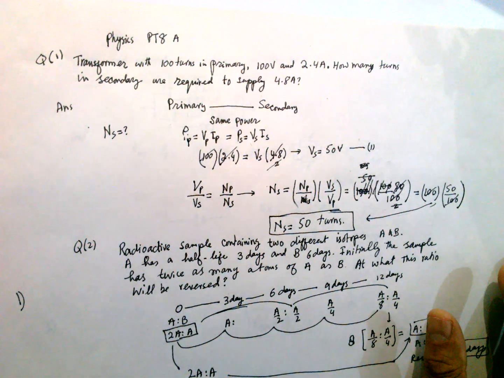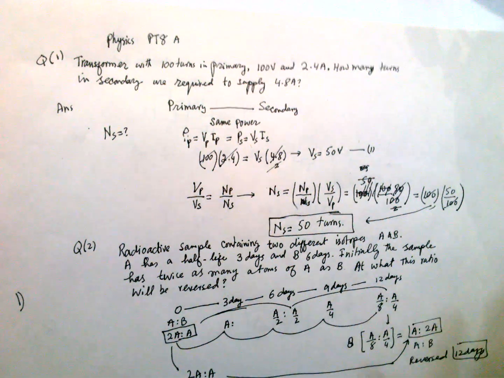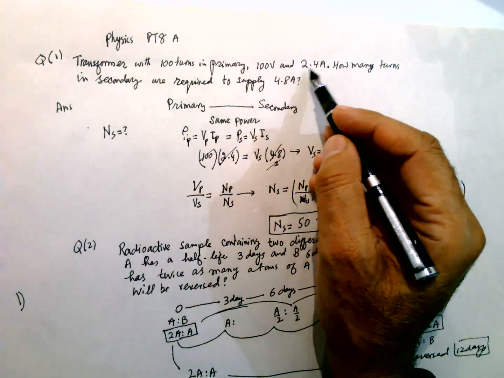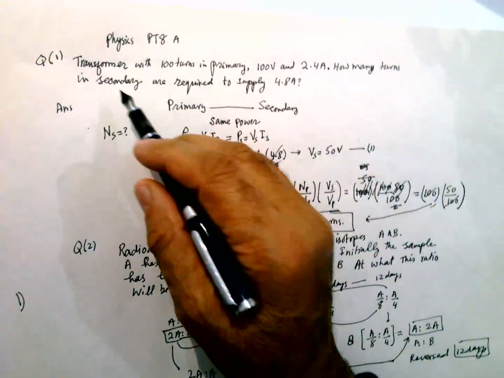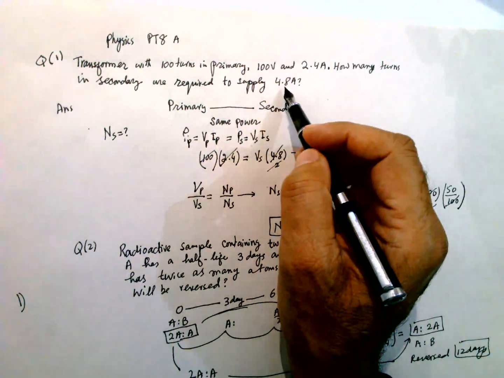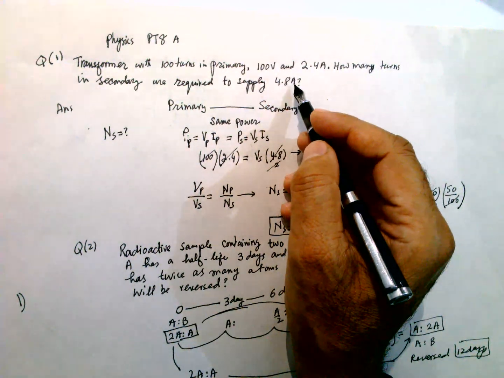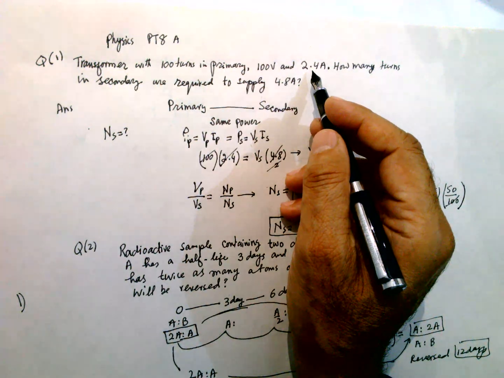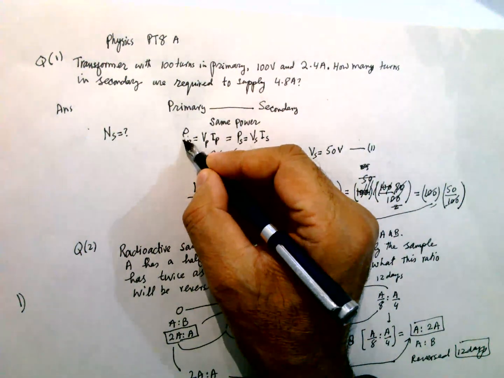Hello, Physics MT8A part. The question is: a transformer with 100 turns in the primary, 100 volt, 2.4 ampere. How many turns in the secondary are required to supply 4.8 A? So it is double the ampere of the primary, so the power remains the same.